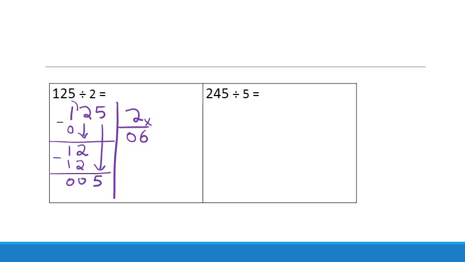What's the number you multiply by 2 to get 5 or less? It's actually 2. 2 times 2, 4. I subtract and I get 1. So how do I write it? It's actually 62 remainder 1.